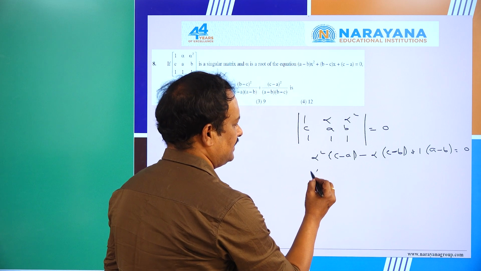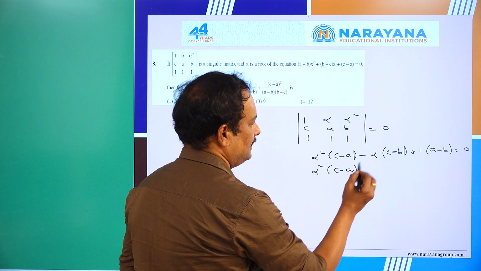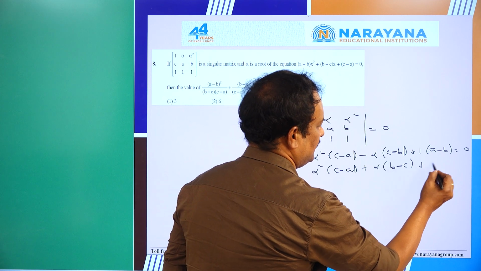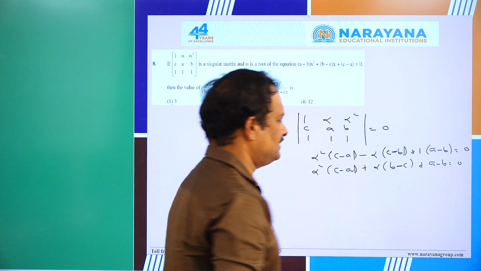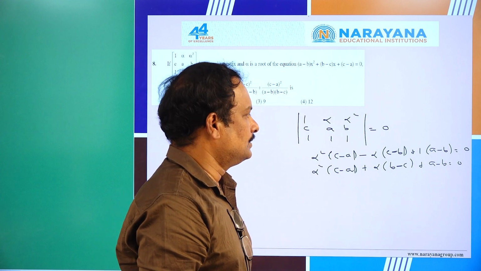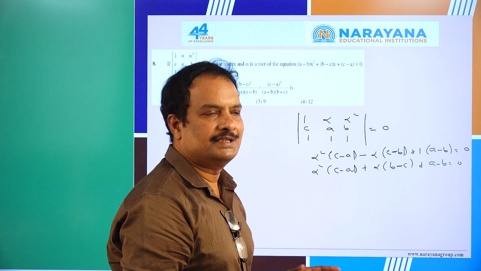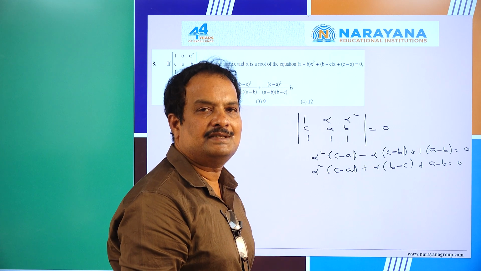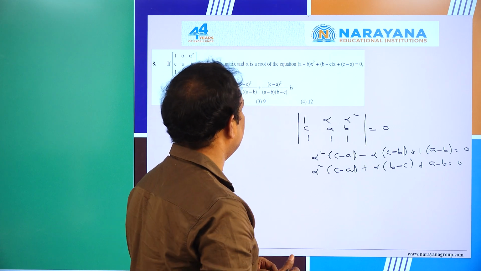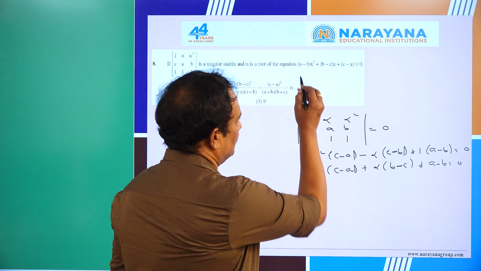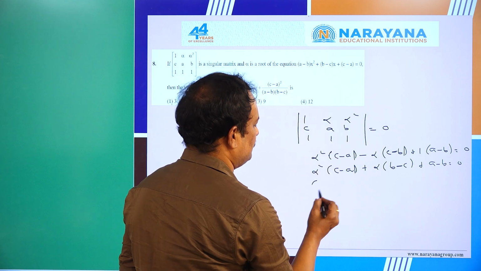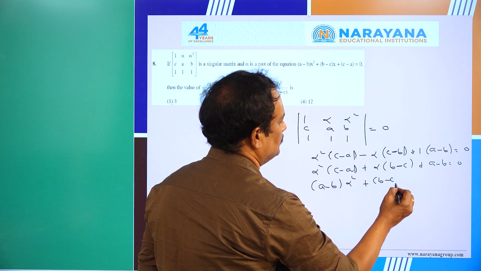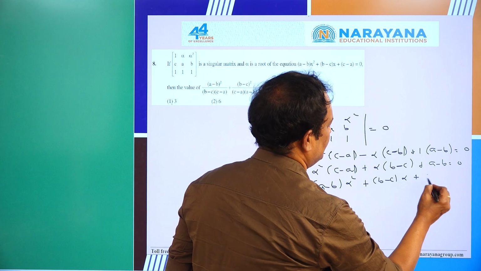Of course, this can also be taken as alpha square into c minus a, next plus alpha into b minus c, next plus a minus b. So here also, very clear, the sum of the coefficients is 0. So obviously, whenever the sum of the coefficients is 0, alpha equal to 1 is a possibility. Same thing happens here also. So that means alpha equal to 1 is the possibility. Since alpha is the root of the given equation, we got one more equation: a minus b into alpha square plus b minus c into alpha, next plus c minus a equal to 0.